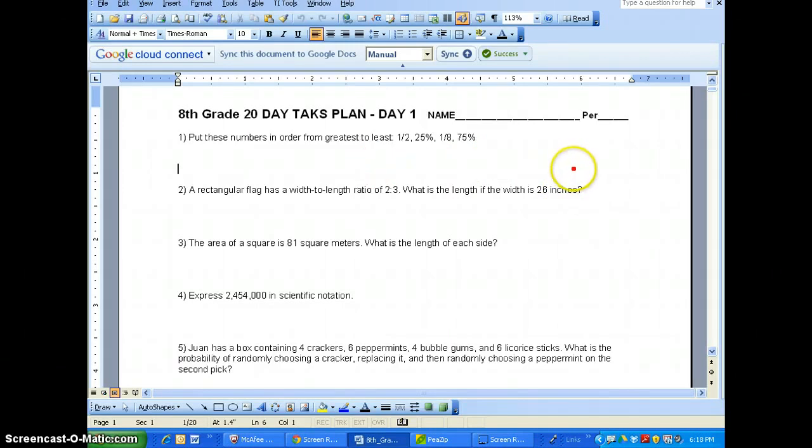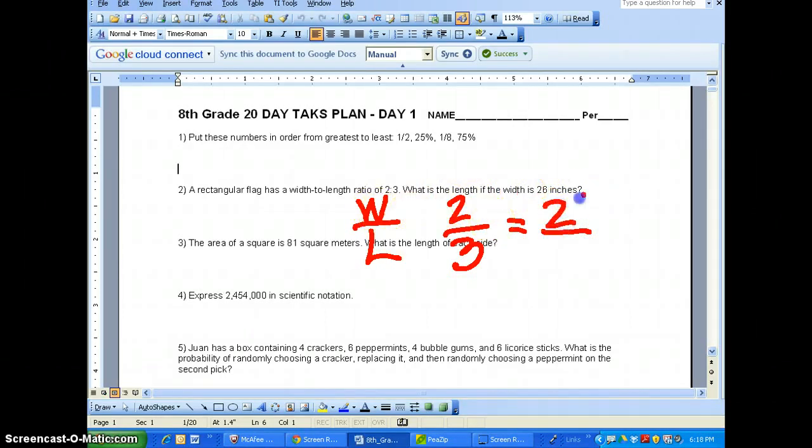Okay? Number 2, a rectangular flag has a width to length ratio. Set yourself up a word ratio: width to length. It has a ratio of 2 to 3. It says, what is the length if the width is 26 inches? If the width is 26 inches, that goes up here. You're solving for the length, so cross multiply to solve. Or figure out what you took 2 times: 2 times what gives you 26. Do the same thing down here.